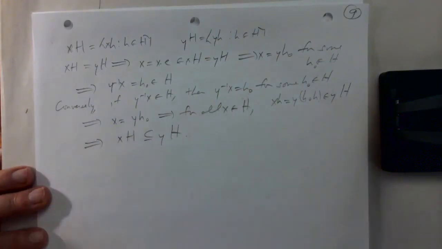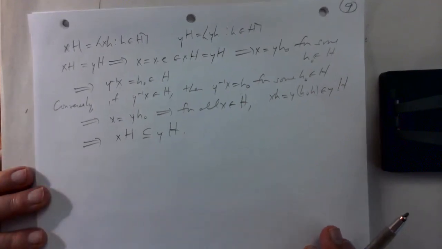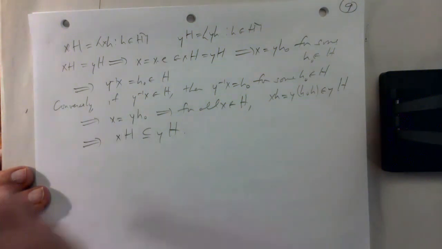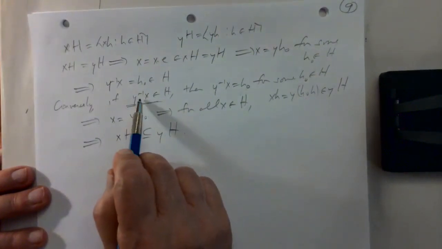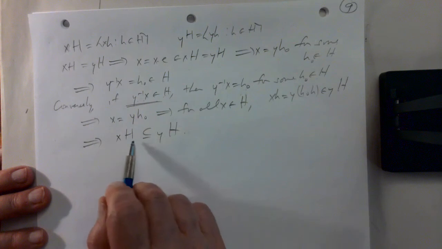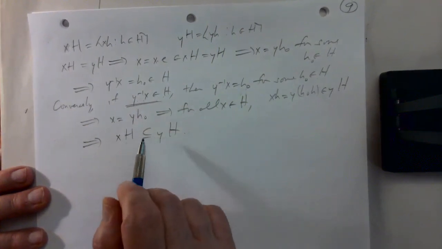Now, each of these implications needs a justification. So I'm saying exactly what the reason is for every one of these statements, but it really takes a lot of careful thinking, step by step on your part to make sure you understand why each of these conditions is true. So if Y inverse X is in H, then HX, this coset is contained in this coset.